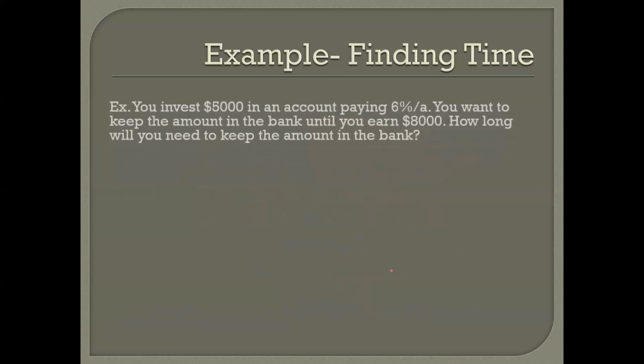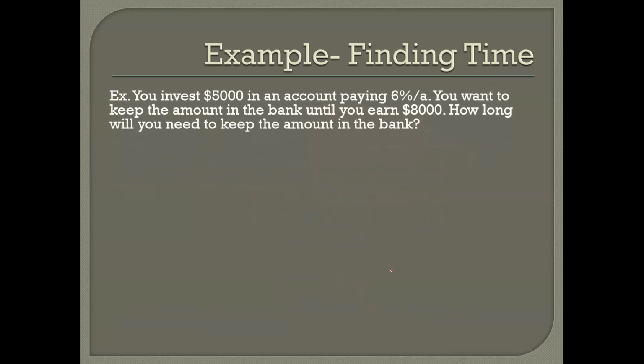Let's look at another example here. What if you were working backwards to figure out how long it takes for an amount to grow into some goal number that you're looking for? So let's say that you have $5,000 in an account that pays 6% per annum. Again, that's a very high interest rate, but let's just use that for now. And you want to figure out how long it's going to take for you to earn $8,000. So how long do you have to keep the money in the account to earn that amount?